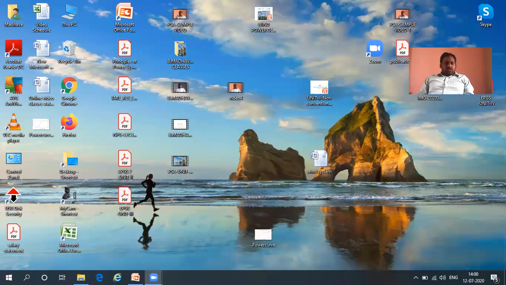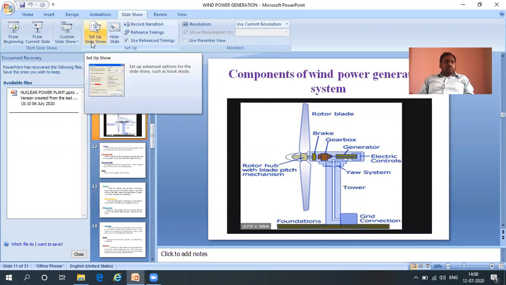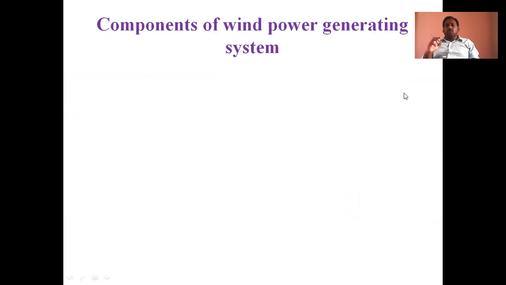Our next concept is working of windmill. That means how electric power can be generated in windmills or wind power generating systems. Here, different components are built into a wind power generating system. How these components are built in, how they work, and how they are controlled for the production of electric power from the wind power generating systems. In order to understand all these aspects, we are discussing now.